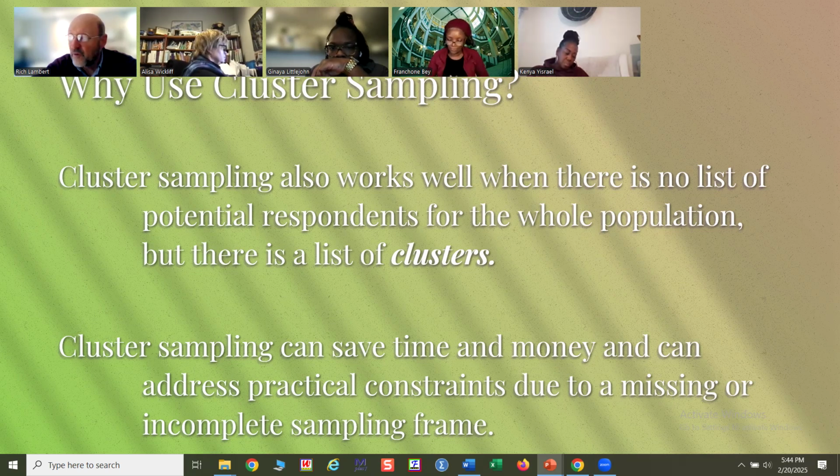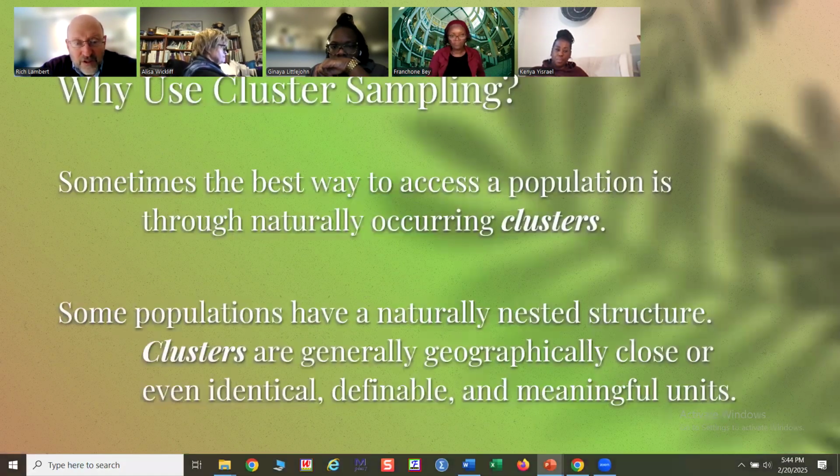In other words, it works really well when you have a list of one level of unit, but you don't have a list of another level of unit. It can be like a practical solution for accessing the population through accessing sampled clusters for schools or classrooms. So basically what we're saying is sometimes the best way to access a population is through the naturally occurring clusters, because there's already groups of kids in these units, and rather than having to visit a lot of different locations to get the children or even the teachers you want, you can just access schools or classrooms.